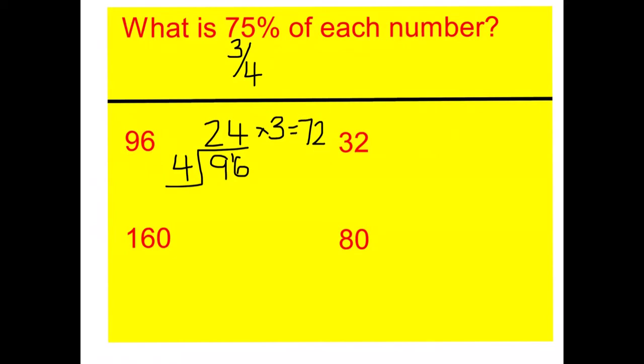My next one, I have to find 1/4 of it, so I divide it by 4 first. 4 into 16 is 4, 4 into 0 is 0. Then I times it by the top because I want 3/4, which is 75%, giving me 120. So 75% of 160 is 120.